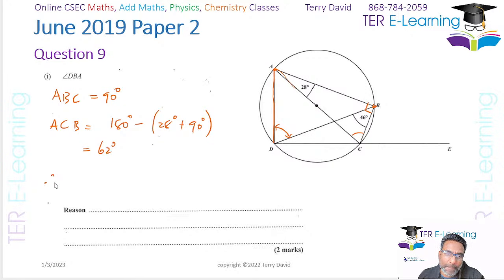So therefore, ADB is also 62 degrees. They always want you to give the reasons. In this case, what I'm really using is the fact that angles in the same segment are equal. Because I'm calculating this angle here, and because I know this angle, I know what DBA is.